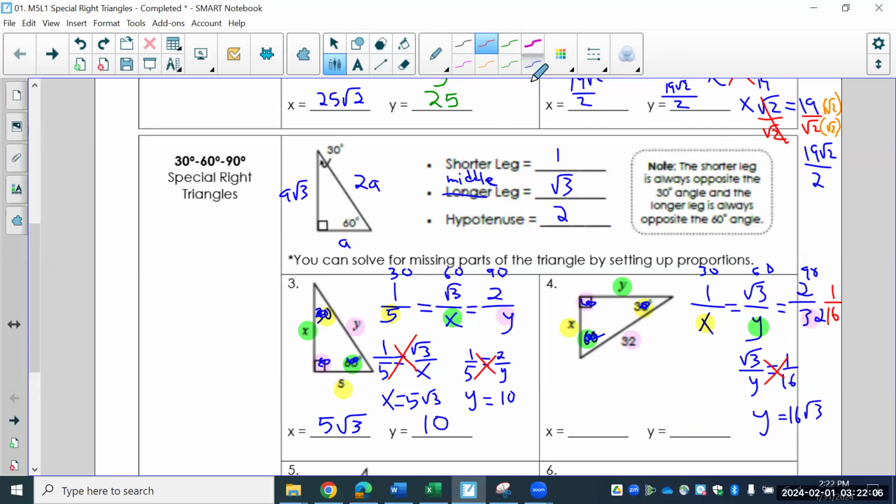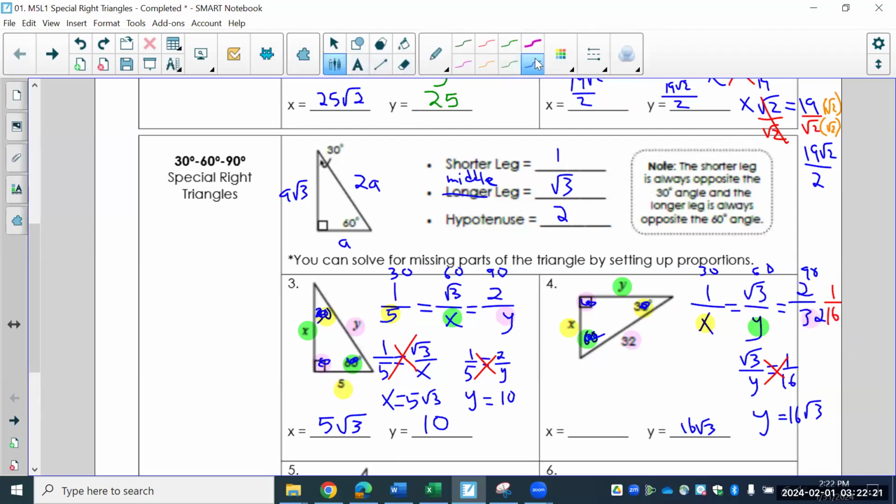It also makes this part of the problem easier. So let me put this in here, 16 root 3. If I were to erase this and I reduce this proportion, doesn't it just say that x equals 16? So I already know that that's equal to 16.